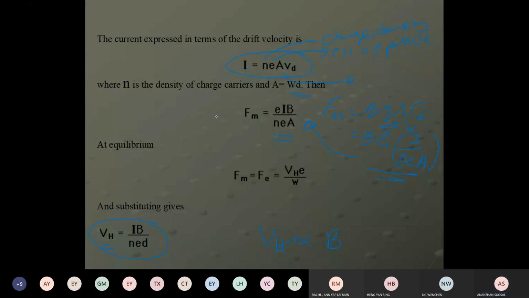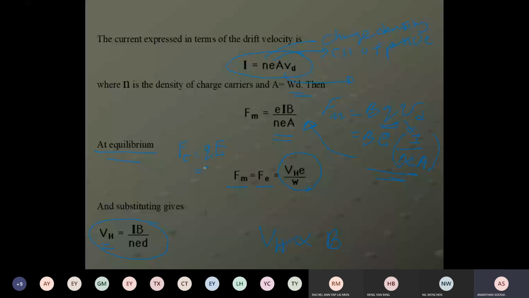Okay, so when equilibrium is achieved, the magnetic force must be the same as the electric force. What is the electric force formula? Anyone, what is the electric force formula you learned last time? How did they get this? Electric force is QE, right? Q times E is your electric force.